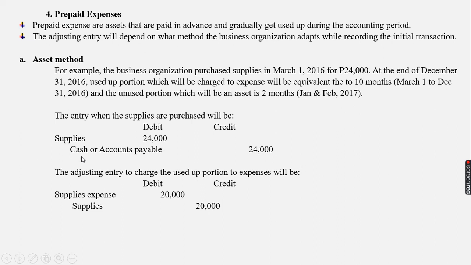And then, pagdating ng December 31, 2016, ang adjusting entry mo na is, yan, naging supplies expense na. Yung 20,000 kasi nagamit mo na siya. Naging expense na siya. Nagamit mo na, di ba? And then, syempre, mababawasan na yung supplies mo, which is 20,000. Tama?